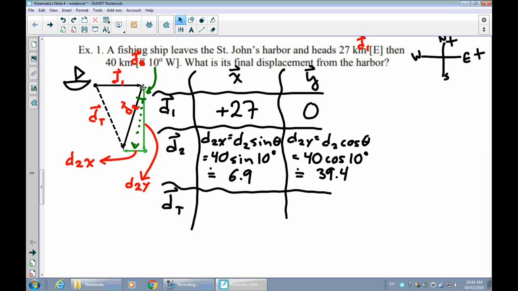And that's going to depend on which direction the components are pointing. So the D2x component is actually pointing straight west. And west is the direction we said was negative. So even though my calculator just said 6.9, I need to use my diagram to realize that this should really be negative 6.9 because it's going in the west direction.